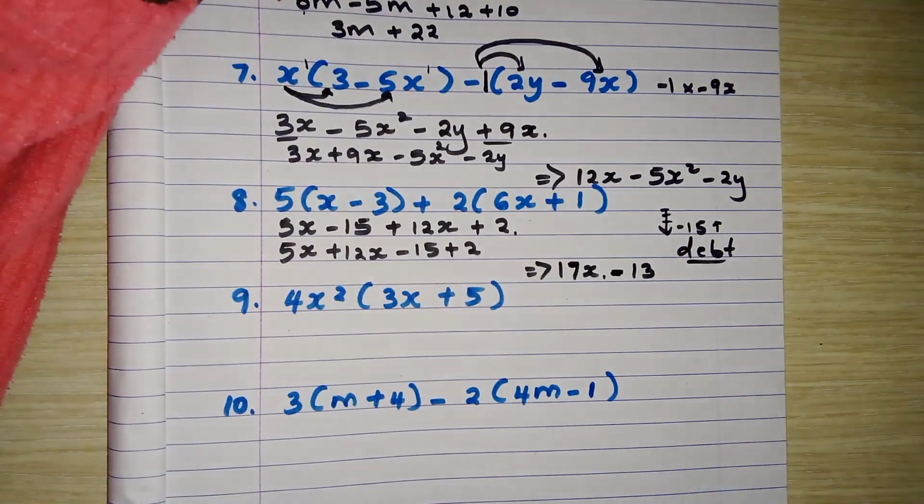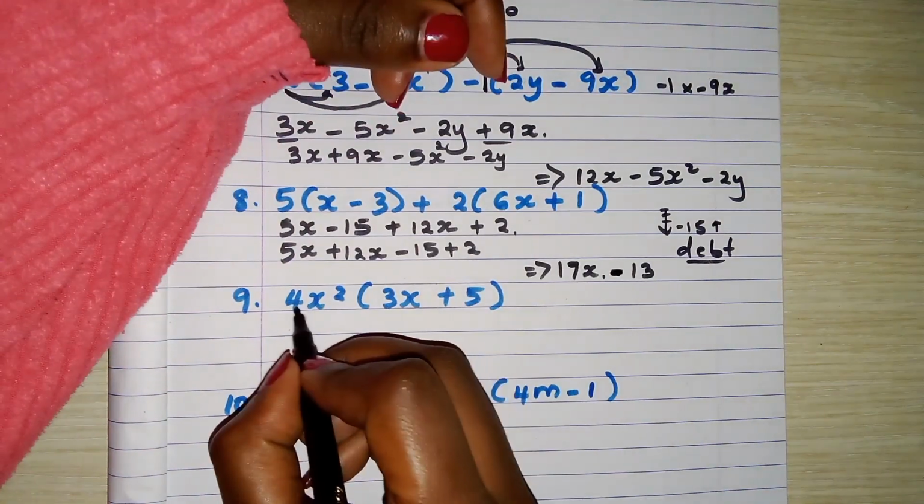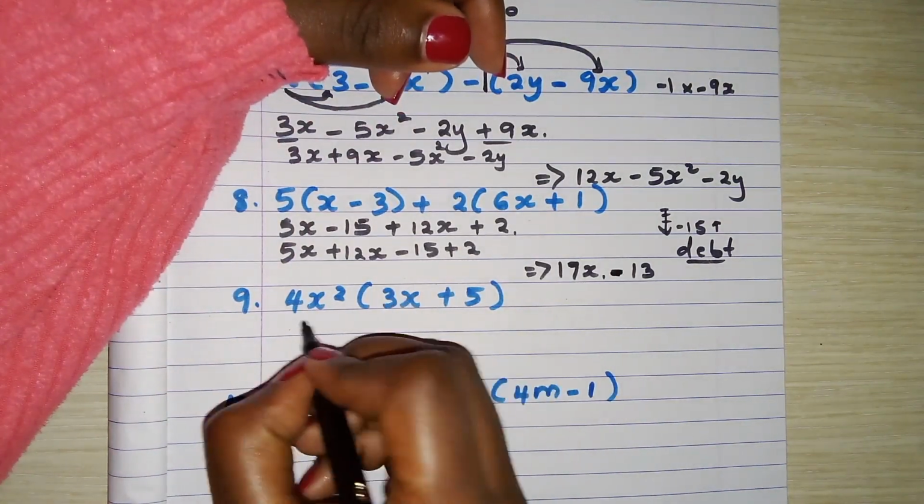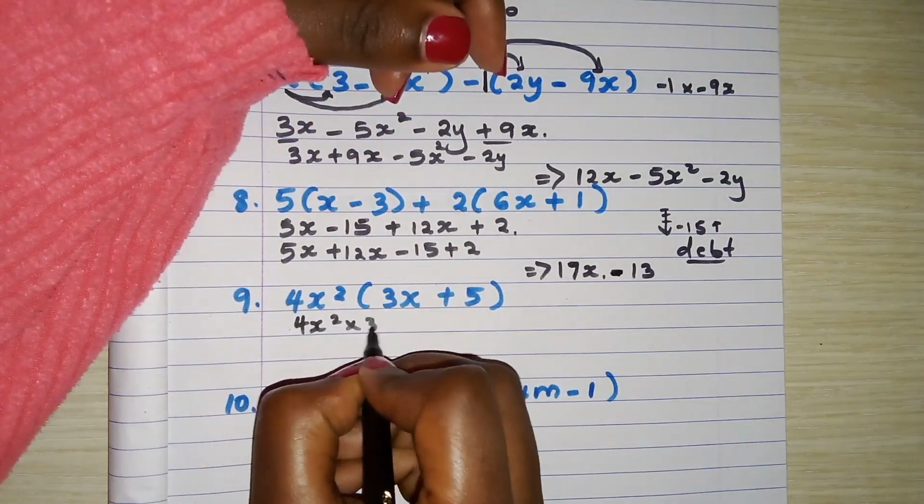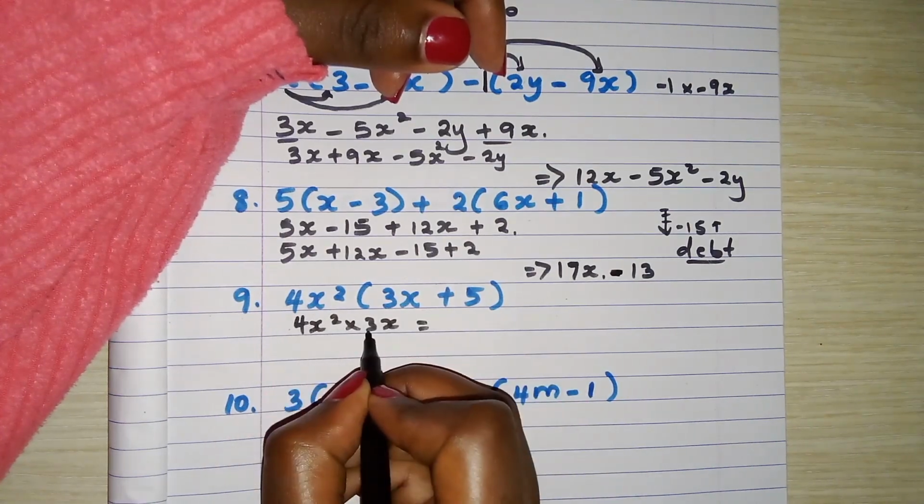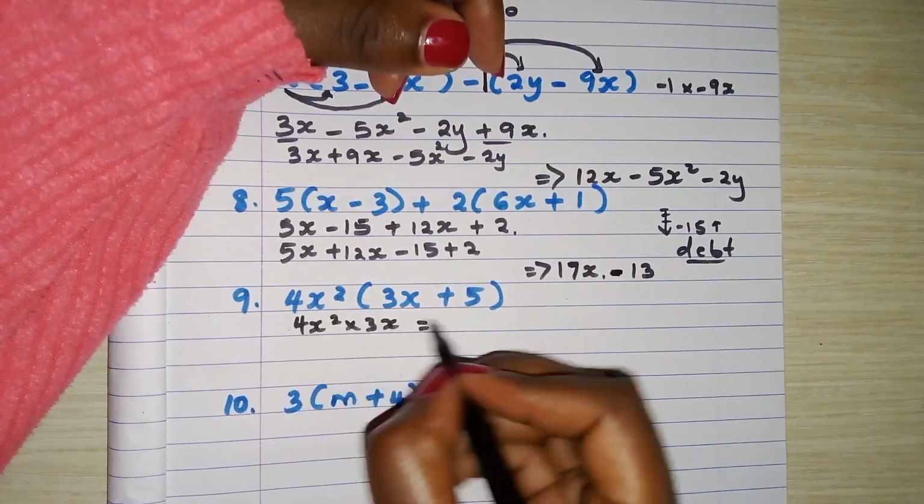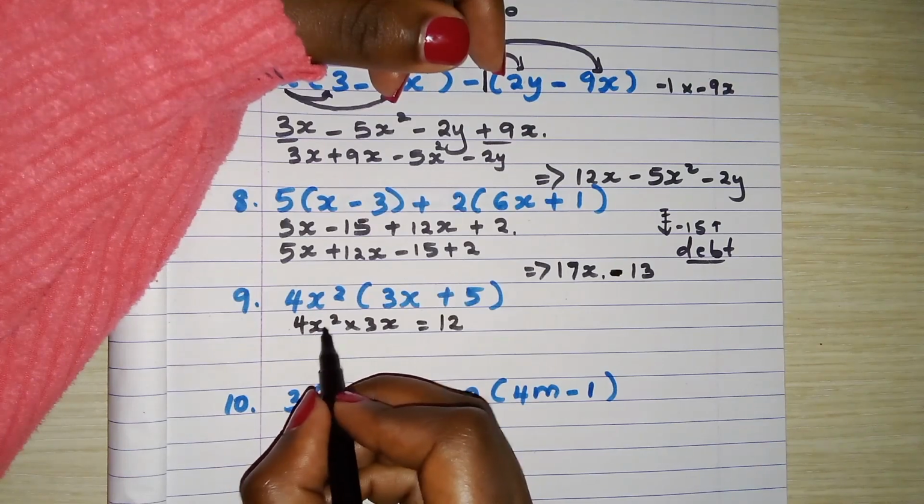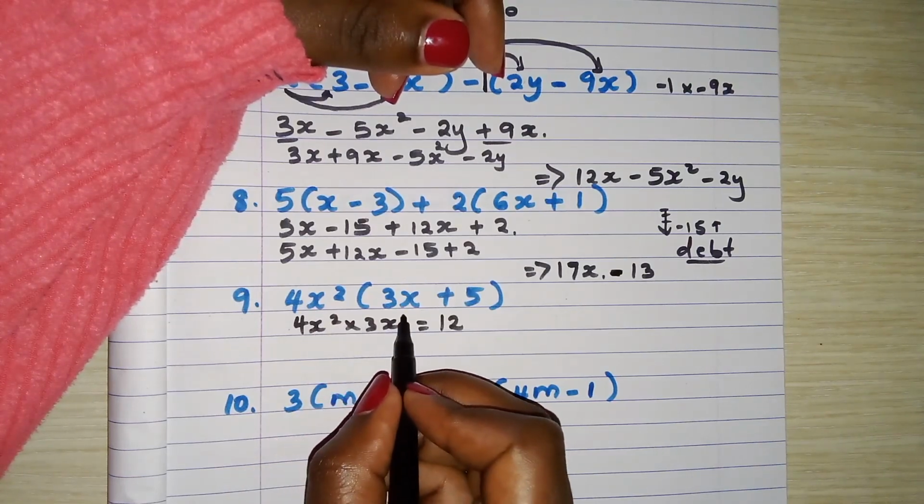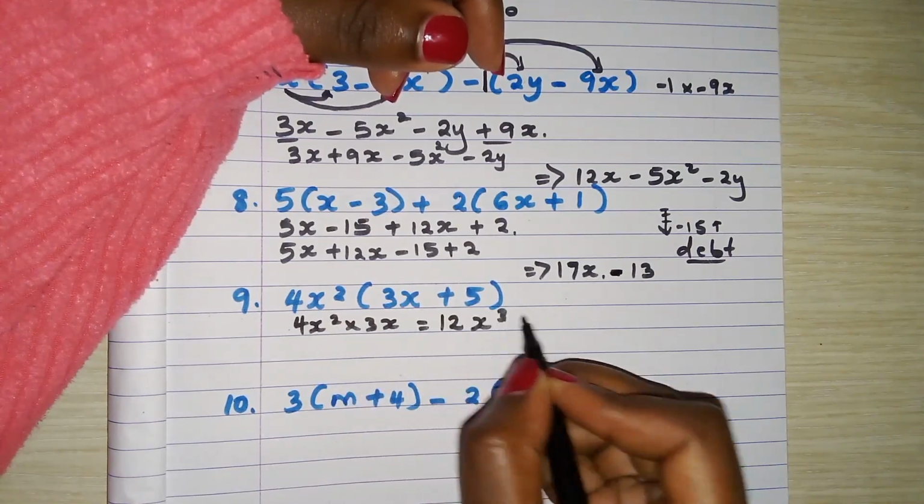Okay, number 9, 4x squared times 3x. So 4x squared times 3x equals 4 times 3. You start with the numbers. 4 times 3 is 12. X power 2 times x power 1 is x power 3.